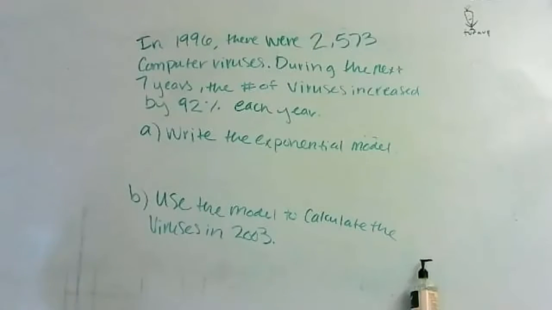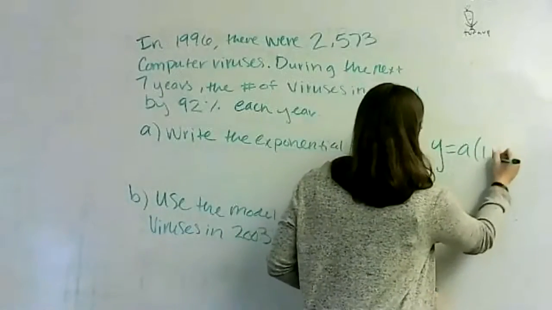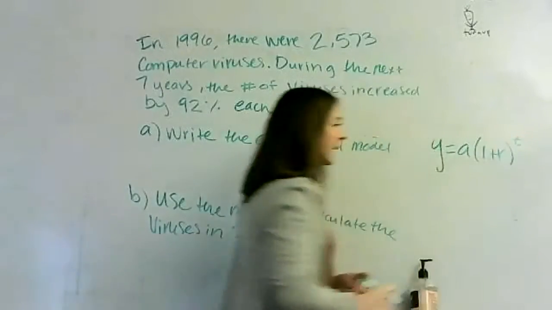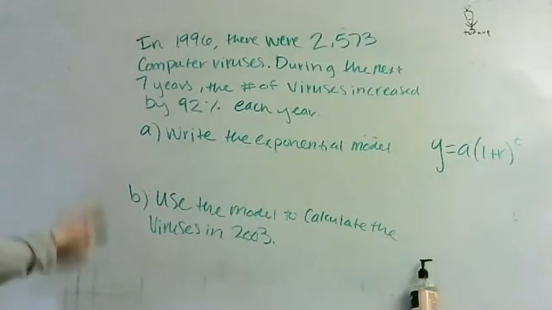So in 1996, there were 2,573 computer viruses. During the next 7 years, the number of viruses increased by 92% each year. I want you to A, write the exponential model, B, use the model to calculate the viruses in 2003. Here's what that model looks like: Y equals A times 1 plus R to the T. I gave you what all of these different variables are used for.